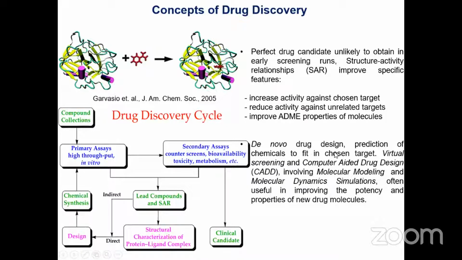And de novo drug design is actually the prediction of chemicals to fit the chosen target. And virtual screening and computer-aided drug design, involving molecular dynamics, molecular modeling, and molecular dynamic simulations, have often been useful in improving the potency and properties of new drug molecules.